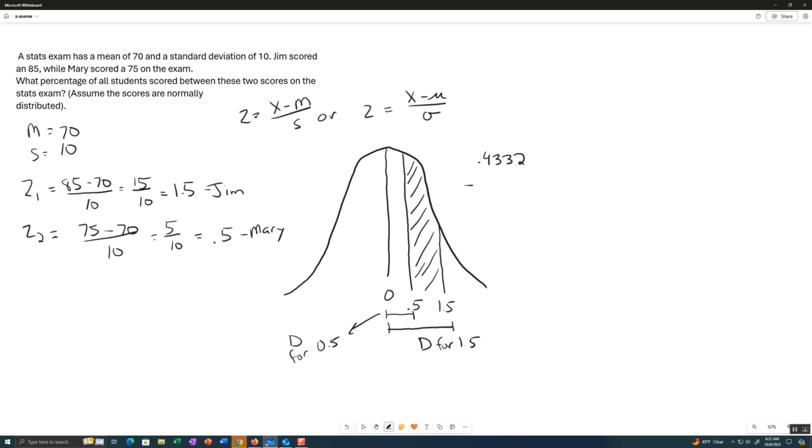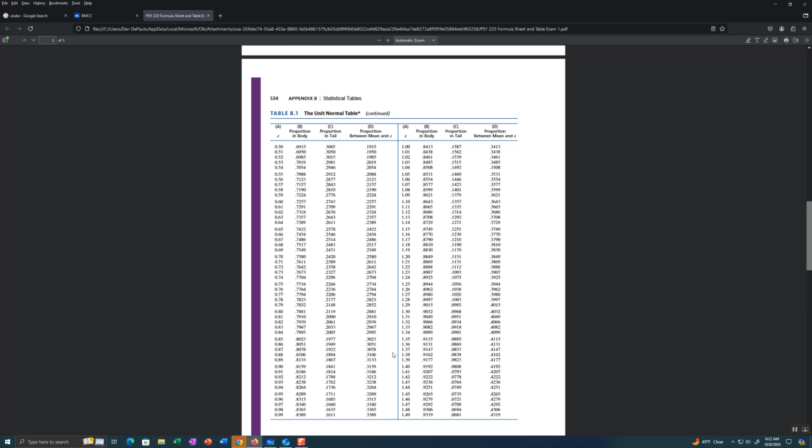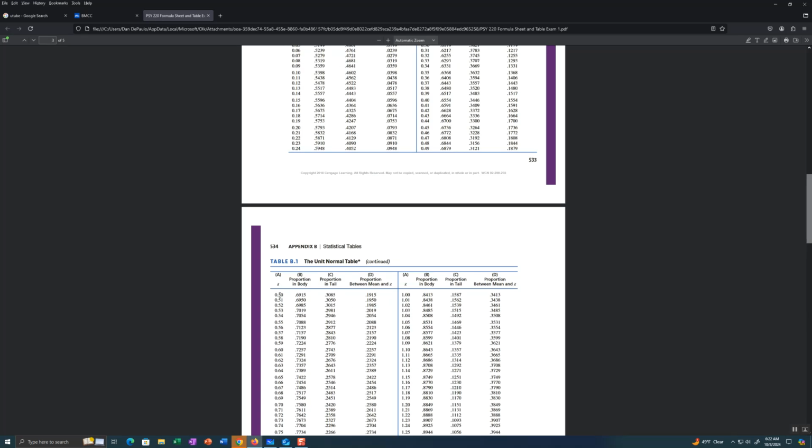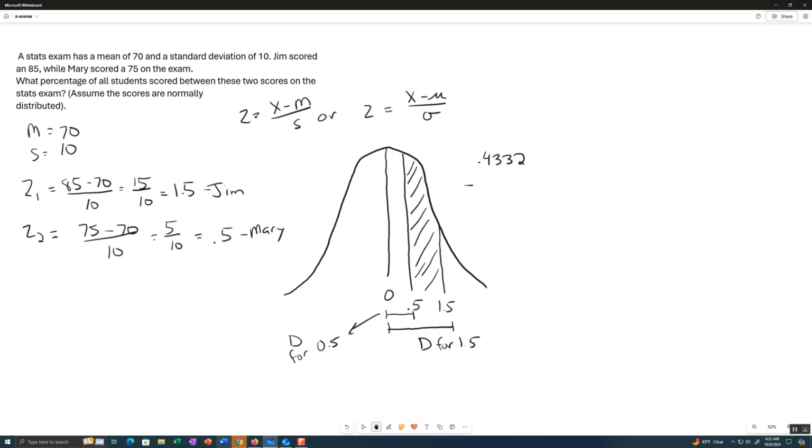Now we want the piece from 0 to 0.5, so we've got to look up 0.5 in the table and look at column D. So let's look up 0.5 in the table. Right here, we want column D, it's 0.1915.